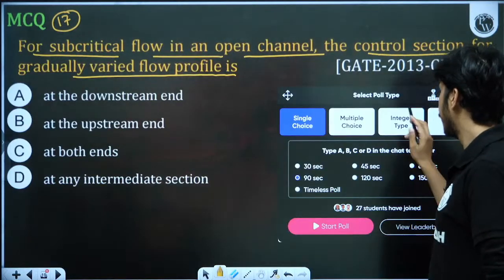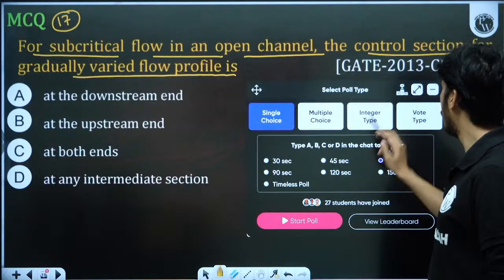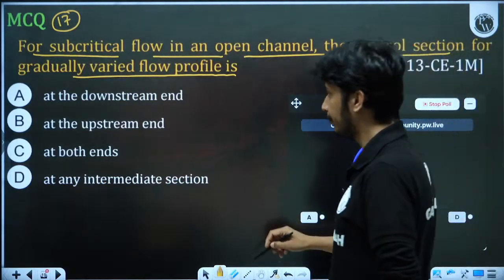This is very simple. Only 60 seconds you need, so I'm creating the poll. You can give me the answer within 60 seconds.